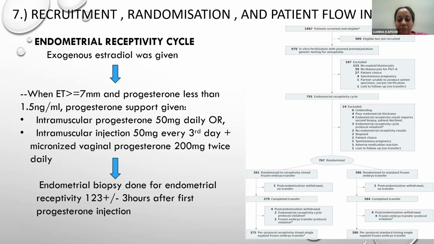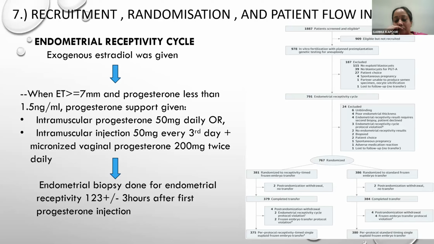After this, a total of 791 participants underwent the endometrial receptivity cycle. After that, 224 participants were again excluded, and finally 767 participants were in the study, who were randomized and divided into two groups: the group randomized to receptivity timed frozen embryo transfer, and the other group, the standard frozen embryo transfer.